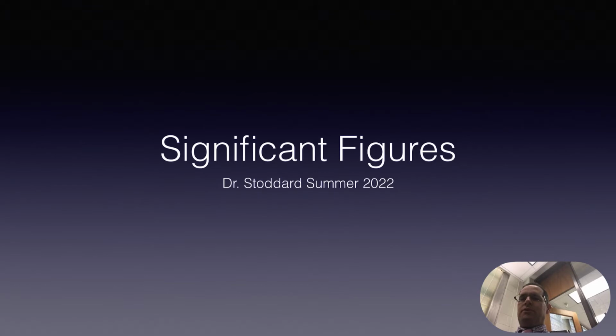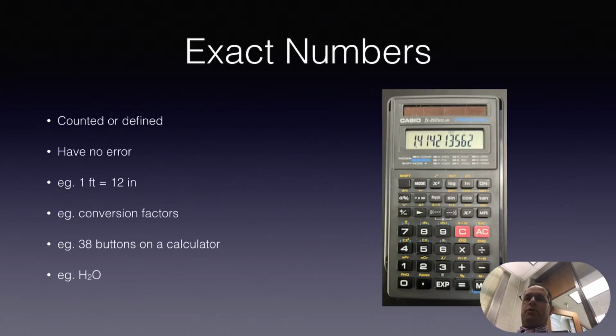Okay, it's very critical to be able to write down the correct answer with the units and the correct number of digits that comes out from our calculators. Now there are two types of numbers. The first is exact numbers, and the second are measured numbers. So exact numbers are counted or they're defined, and by definition they have no error.